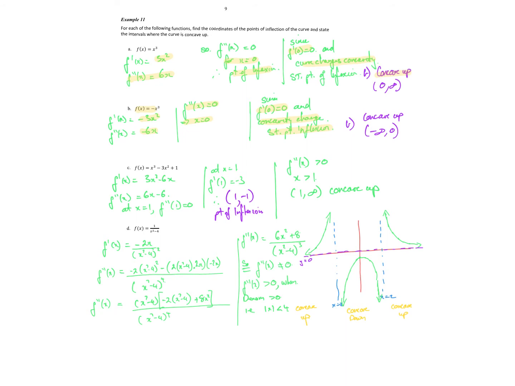All right, f of x equals x cubed minus 3x squared plus 1. f dash of x is 3x squared minus 6x. f double dash of x is 6x minus 6. So at x equal to 1, f double dash of 1 is equal to 0.